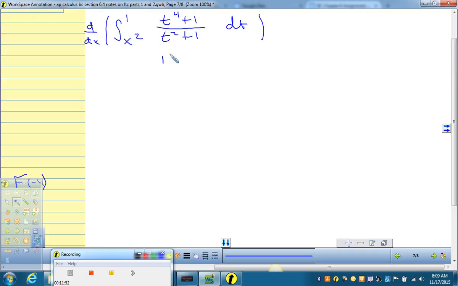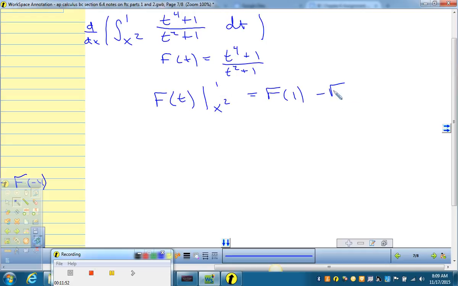So again, we're going to let f of t equal t to the 4th plus 1 over t squared plus 1. And we are going to get capital F of t evaluated between x squared and 1, which means capital F of 1 minus capital F of x squared. Correct? When we do our fundamental theorem part 2. All right, and now we are asked to take the derivative of that.